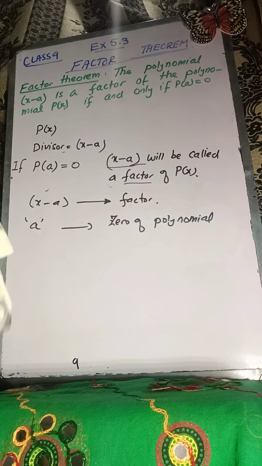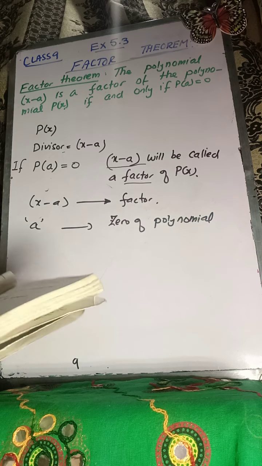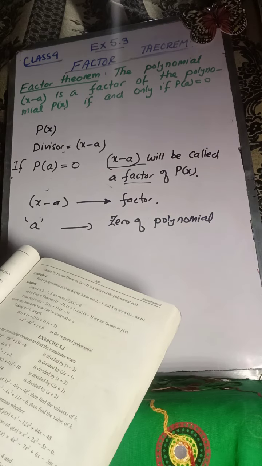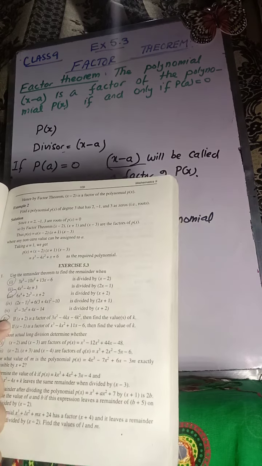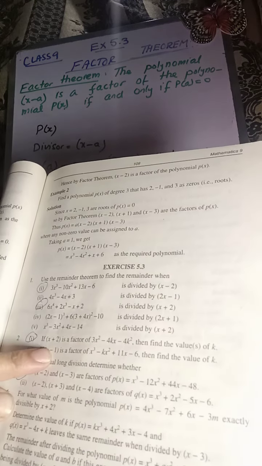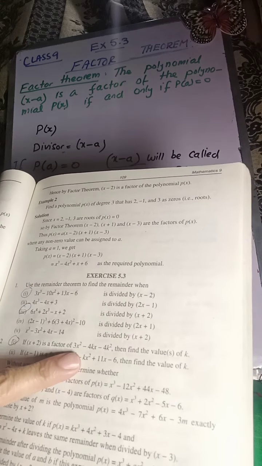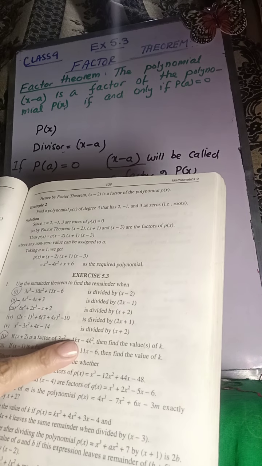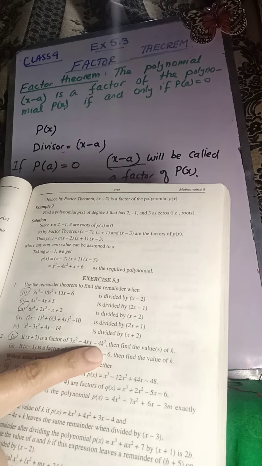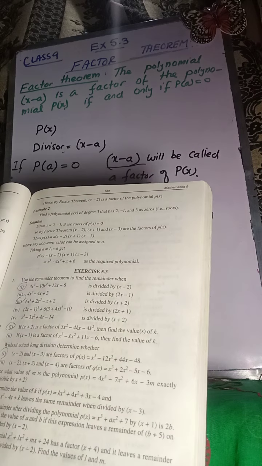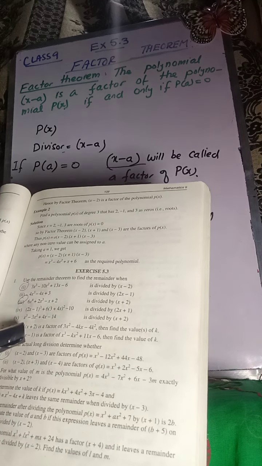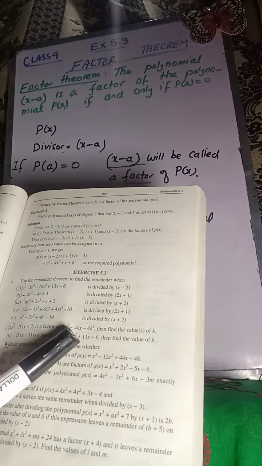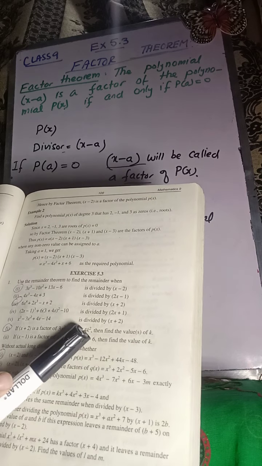In the exercise we have question number 2, part 1. Over here we have, if x plus 2 is a factor of 3x square minus 4kx minus 4k square, then find the value of k. So it is given that x plus 2 is a factor of 3x square minus 4kx minus 4k square.